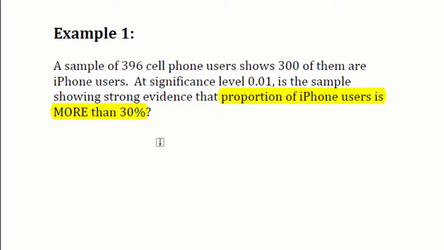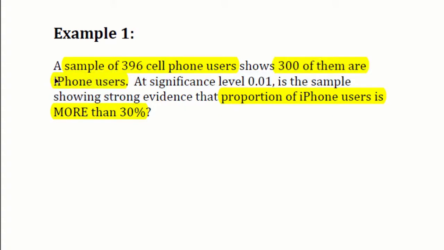And now back to the wording of the problem. So let's look at the sample that we have. From our understanding from the general lecture about testing a hypothesis, a sample we use in a hypothesis testing problem is going to be our evidence. So in this sample, according to the wording, a sample of 396 cell phone users shows 300 of them are iPhone users.